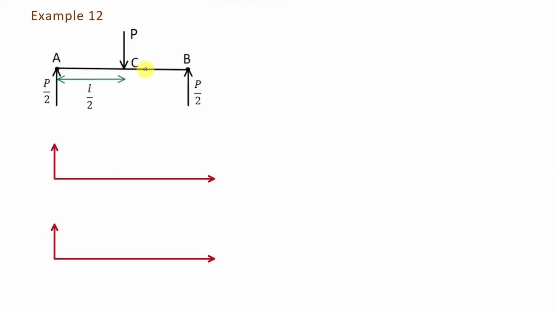Now we are going to solve the second example. In this example, there is a beam AB of length L which is simply supported. Means you can understand like this. This is a beam. One side it is having a hinge support and the second side it is having a roller support.